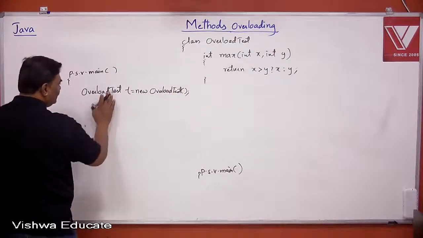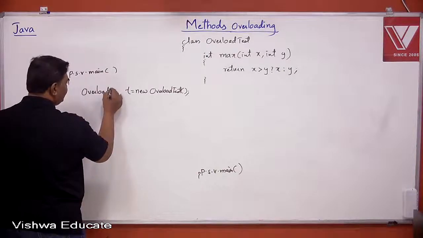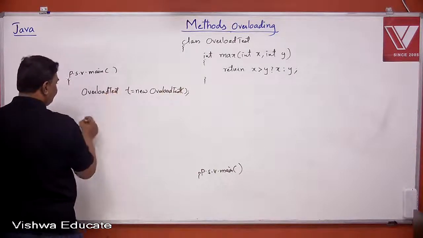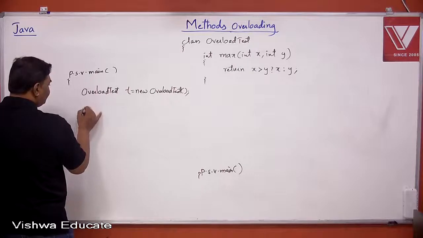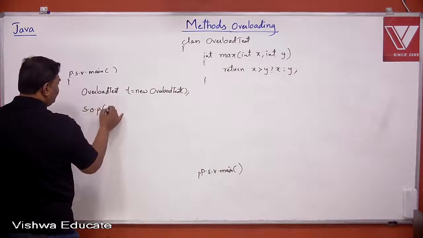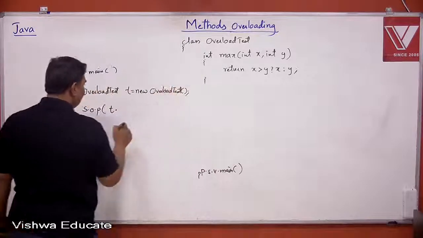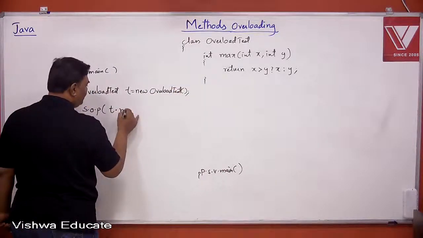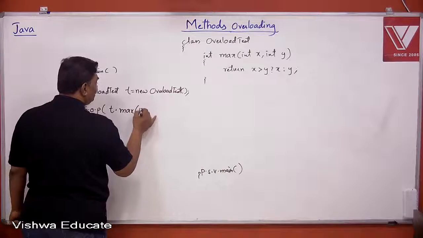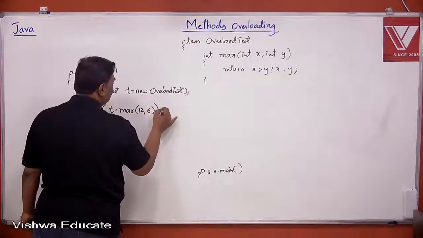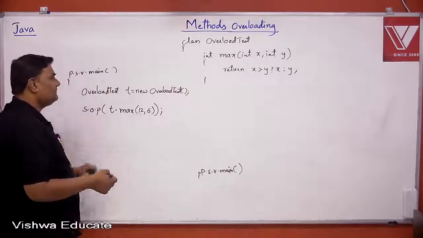Okay, there is no space, it looks like a space, so test. Now System.out.println(t.max(12, 6)). It's a non-static method, I wrote a non-static method, right? So ct.max(12, 6). Yes, I can call that method.